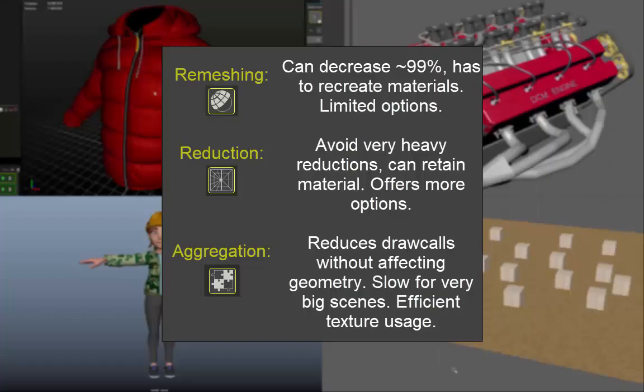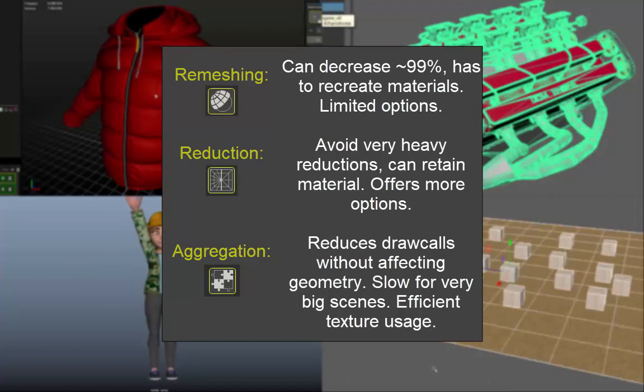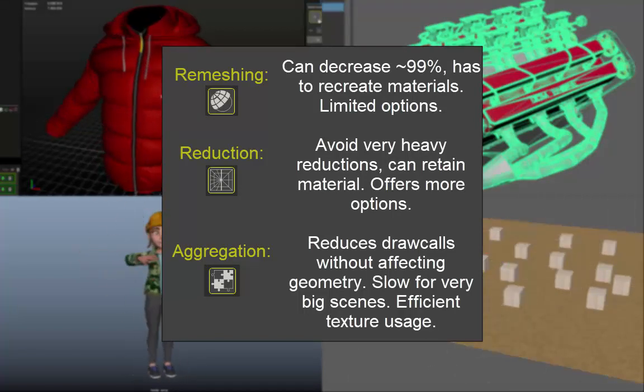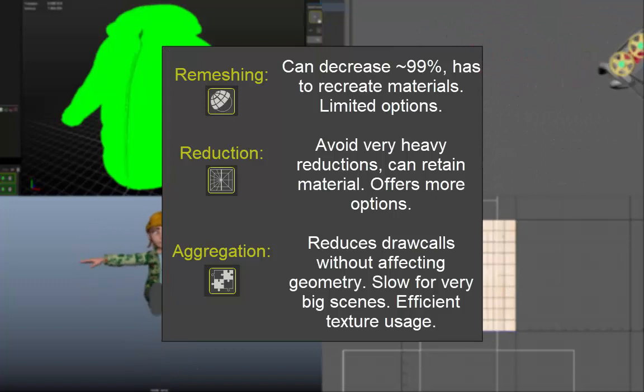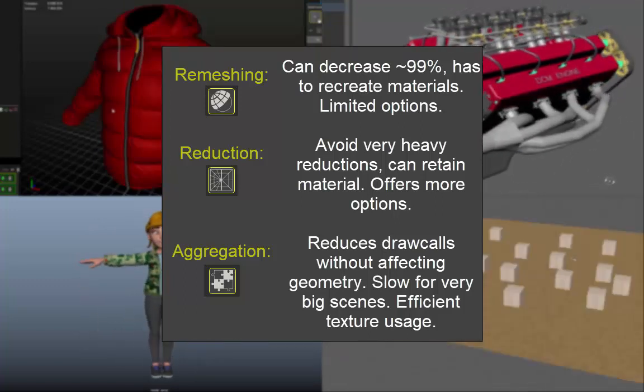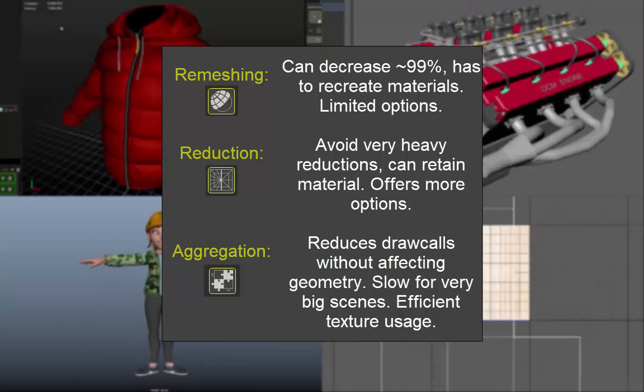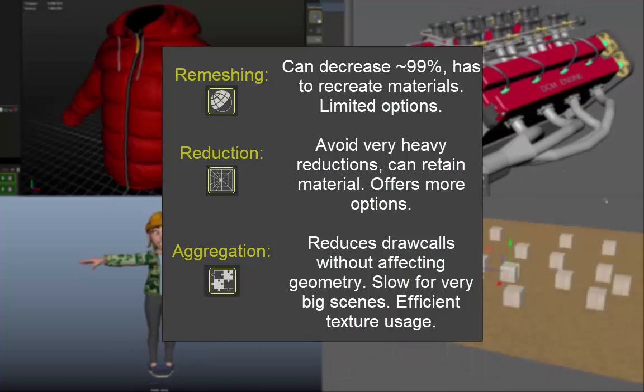So, to summarize, the remeshing can remove a lot of polygons, but it has to recreate the materials. The reduction wants to avoid doing very heavy reductions, but it can retain the material like the original. The aggregation can reduce draw calls by combining geometry, but it's slow for very big scenes. But it can also reuse UVs.